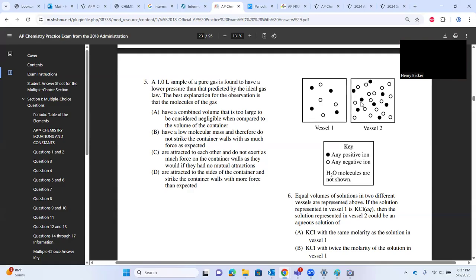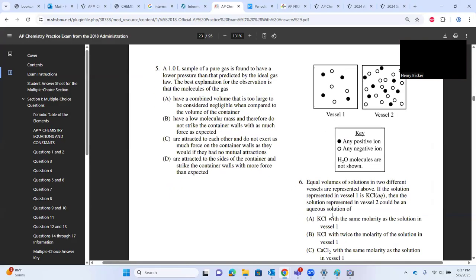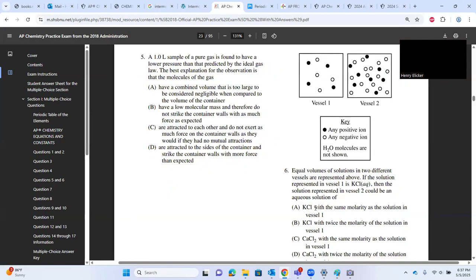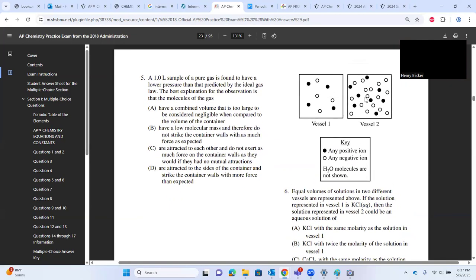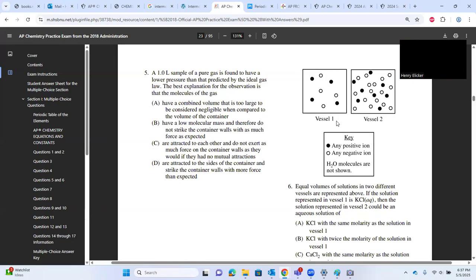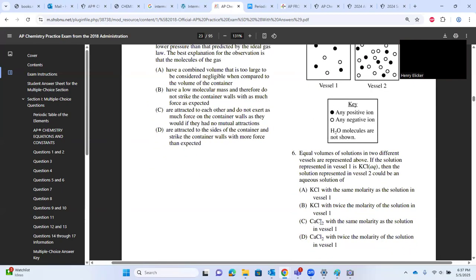Well, now we have a lot more, but notice the question is, can these be KCl in vessel 2? Well, notice that it's not a 1-to-1 ratio. It's not just K and a Cl. If you count them, there's some positive ions, but there are 2 negative ions for each positive. So it can't be KCl. So that represents CaCl2 better. But the question is, is it the same molarity as vessel 1 or different?